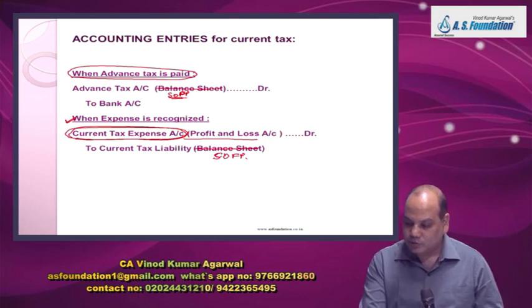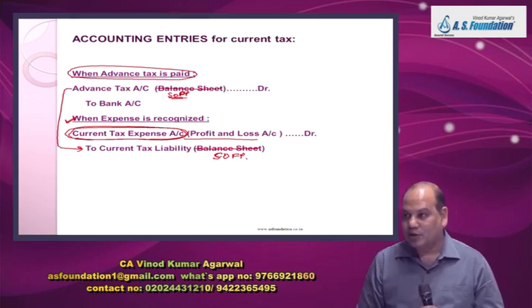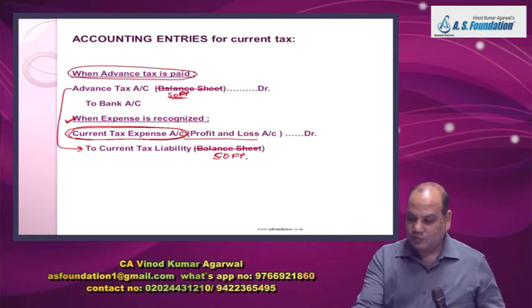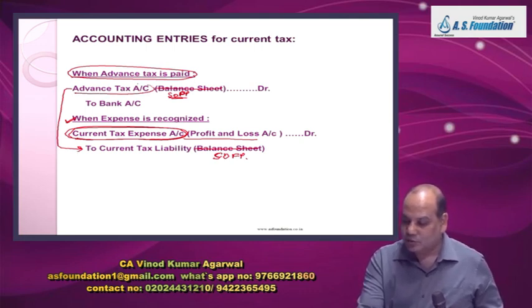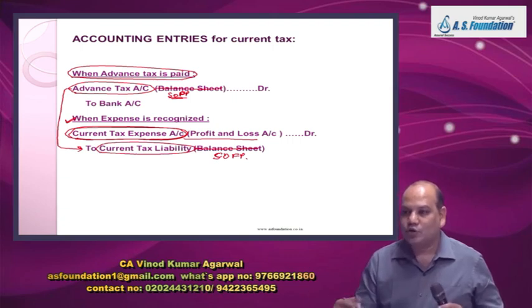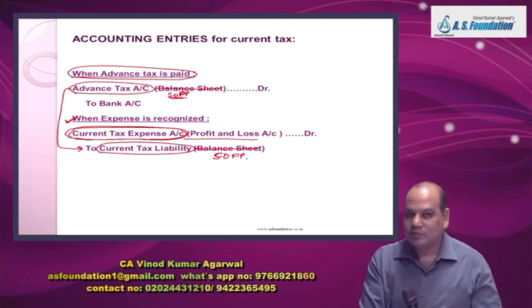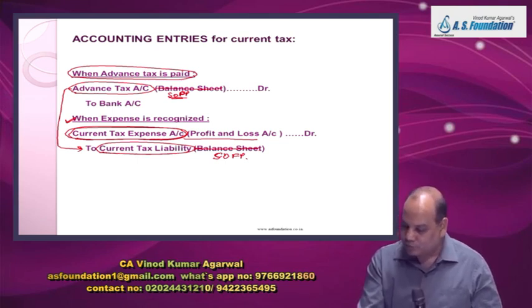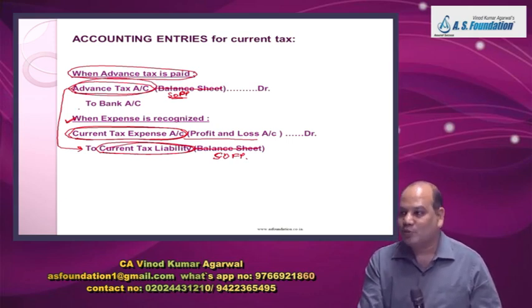But in the SOFP, we don't show these two items separately, although we can show them separately subject to some conditions, which we'll see later. When is set off or net off allowed? When is it not allowed? Assuming right now set off is allowed, because this is a liability you have already paid. Why keep two accounts when both relate to the same thing? This is what I have to pay to the government. This is what I have paid. So why keep two accounts?